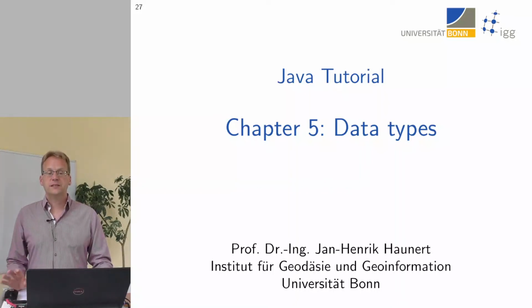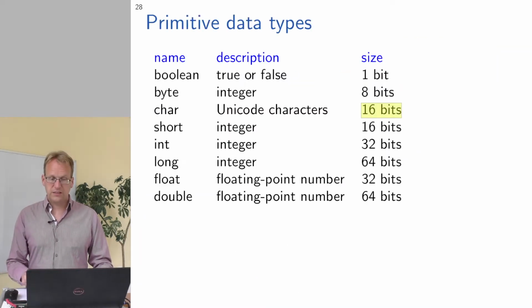Hello everyone, welcome to chapter 5 of our Java tutorial, and today I'm going to talk about data types that are available in Java. And I would like to begin with a table where you see the different primitive data types in the Java programming language. Some of these data types we have used already. So we have used int, for example, for variables of type int to represent integer numbers.